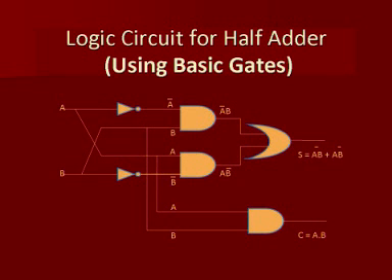Based on the Boolean expression for sum and carry, a logic circuit for a half adder can be drawn in the following manner. Connect A to input of a NOT gate so that the output is A bar. Add A bar and B to obtain A bar into B at the output of the AND gate. Similarly, obtain A into B bar at the output of the second AND gate. Add the two fundamental products, that is A bar into B and A into B bar, to obtain sum S at the output, and AND A and B to obtain carry C. This completes the logic circuit of a half adder.